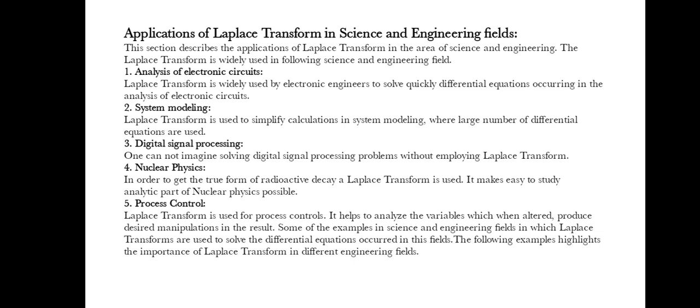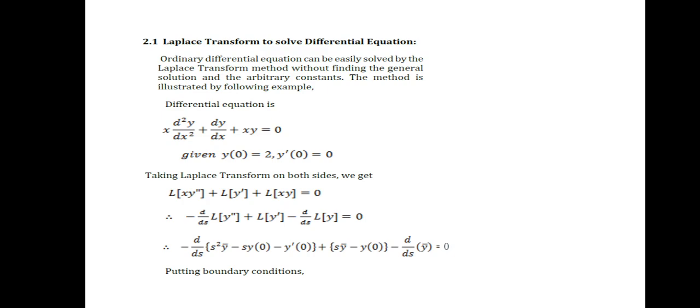5. Process control. Laplace transform is used for process control. It helps to analyze the variables which, when altered, produce desired manipulations in the result. Some examples in the science and engineering fields in which Laplace transform is used to solve the differential equations that occur in the fields. The following examples highlight the importance of Laplace transform in different engineering fields.